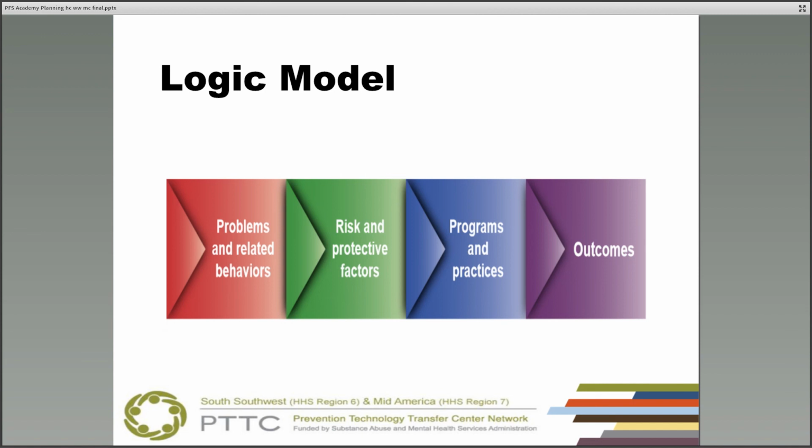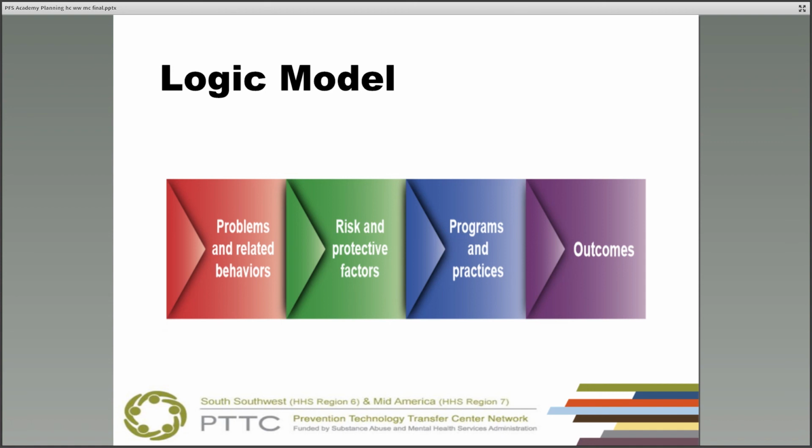Again, we started with our problems and related behaviors, our risk and protective factors. We now have chosen our programs and practices, and we need to now decide what will be the outcomes. When you think about outcomes, you think about short-term outcomes and long-term outcomes. Short-term outcomes are those that we expect will, within a fairly short time range, start to see changes.